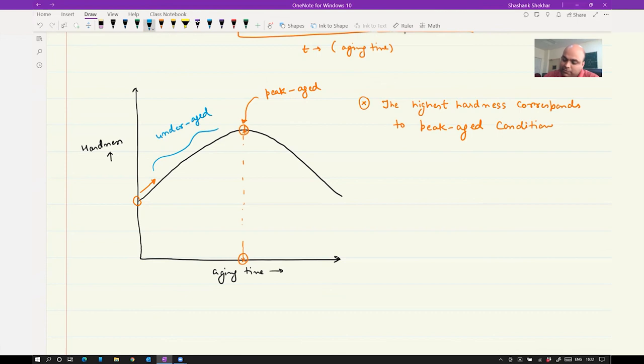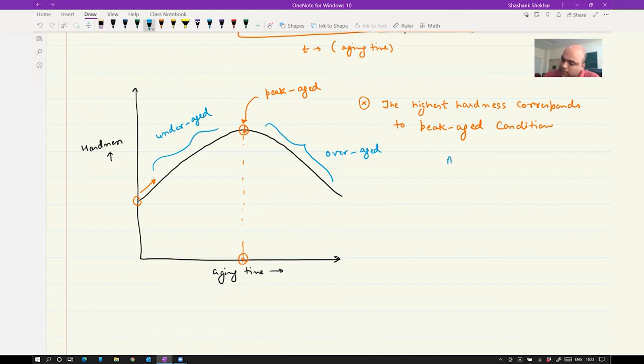Above peak age, if we age the sample to a time which is more than the peak age condition time, we call it overaged. So you have aged more than what is required, in that sense, if I imagine, right? So it is more than the peak age. So you have overaged the sample. So we have three conditions: overaged, peak aged, and underaged. And the highest hardness will correspond to the peak age condition.